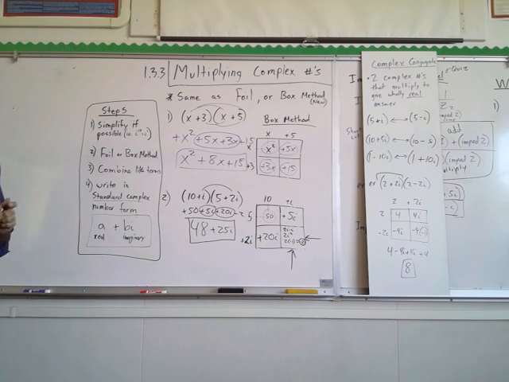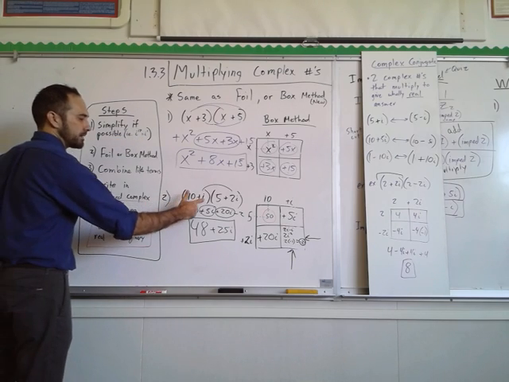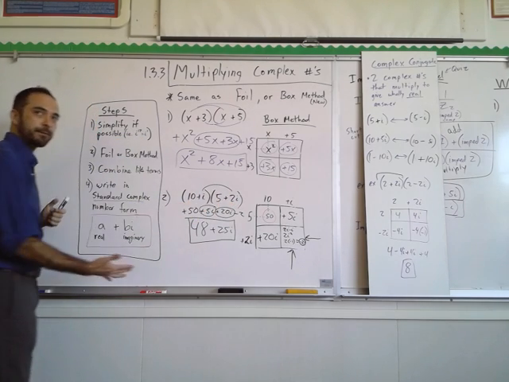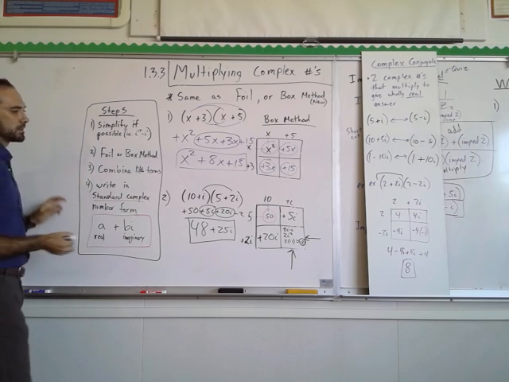Let's go over and now see, how did we get there? We simplified, if possible. So if I did have an i to the 17, I would simplify that first. In this case, we just had i to the first, so we couldn't simplify it. So step 1 wasn't used in this example. But we did the box method. You could do FOIL or the box method. If you show your work using either, that's fine. So we did all that.